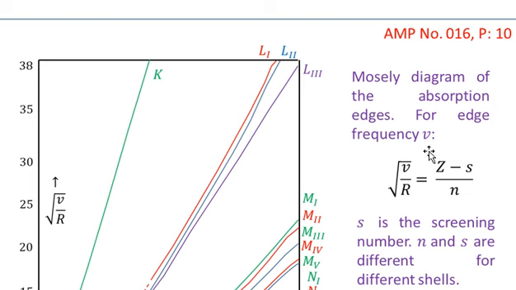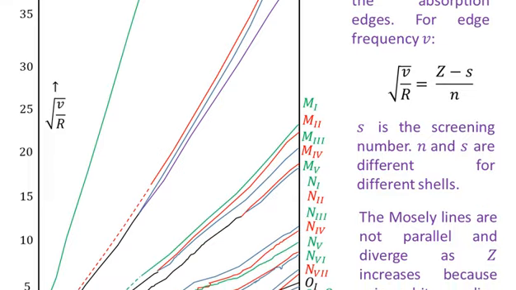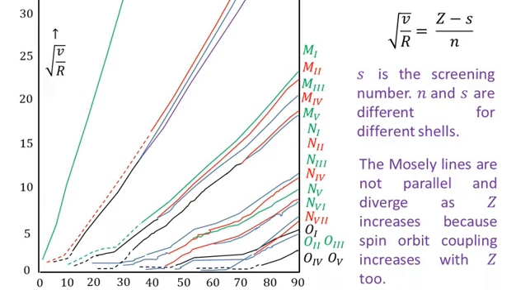Now for edge frequency nu, this formula is applicable. That is, the square root of nu over Rydberg constant R is equal to (Z minus S) over n, where S is the screening number. Screening number is what we have discussed in the first lecture of this series. And the principal quantum number n and the screening parameter S are different for different shells.